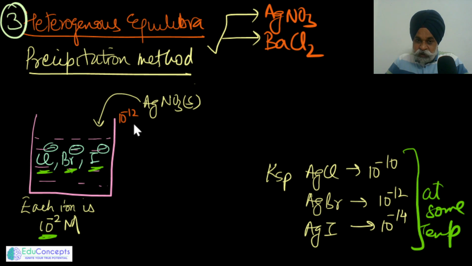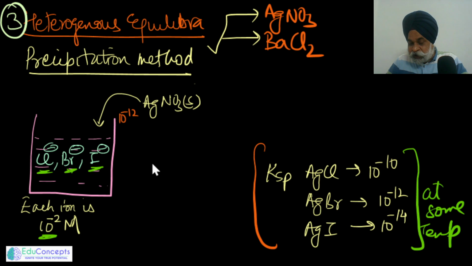And thereafter, once this has started taking place and you keep on adding Ag positive, there is a very important question: at what concentration would the second ion precipitation occur, or the third ion precipitation occur? Or there is another beautiful question from ionic equilibrium: when the second precipitation just occurred, how much iodide is still left in the solution? So that we will take in some other video, not at this point of time.